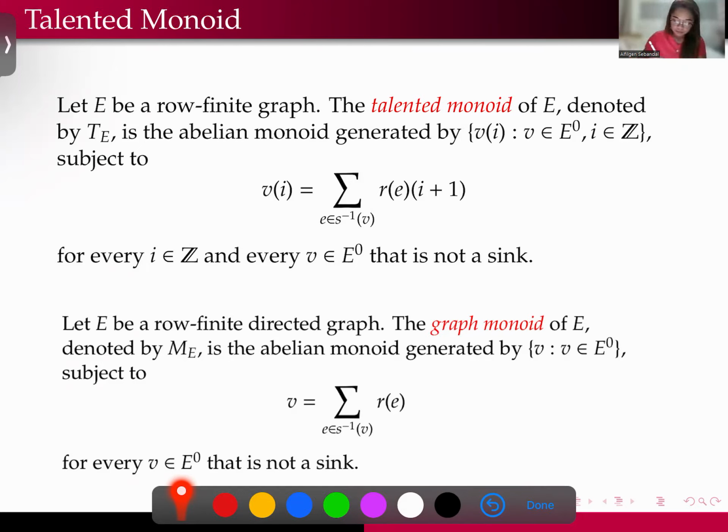But I don't think I put it in my slides, one might wonder, is there a graph that actually has this talented monoid as its graph monoid? Let's say I have a graph E. Then if we take the so-called covering graph, which I will not define here, then the graph monoid, M sub E bar of this graph, is actually just your talented monoid. So we see that there are such graphs.